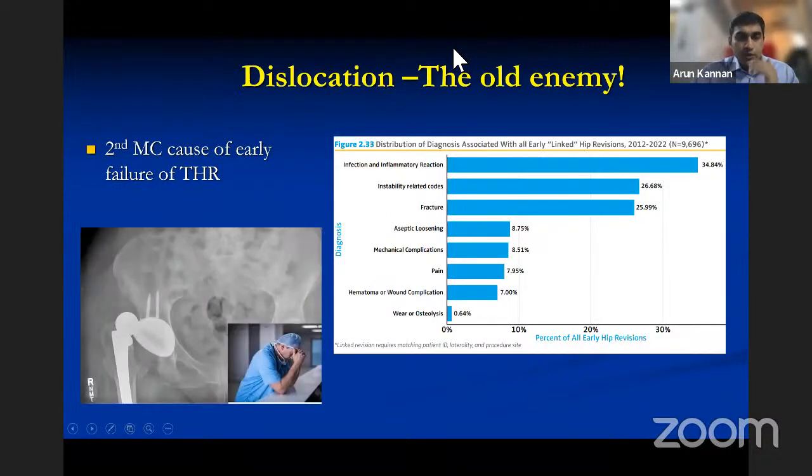Dislocation has been the old enemy for orthopedic hip surgeons for a long time, and it still remains the second most common cause of early failure after THR. Most of the time when we see a dislocation, we are additionally stressed as compared to an infection or some other complication, because we know it is largely technical factors, although patient factors might be there. So it ends up putting a little bit extra stress on us.